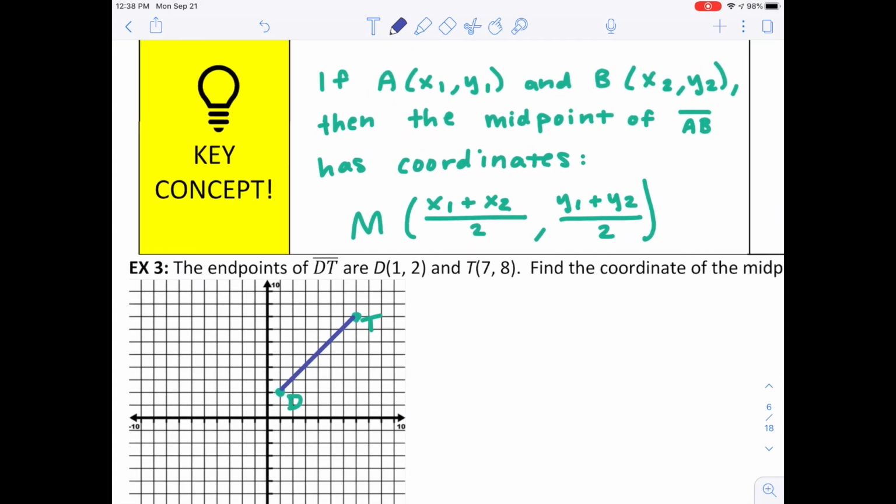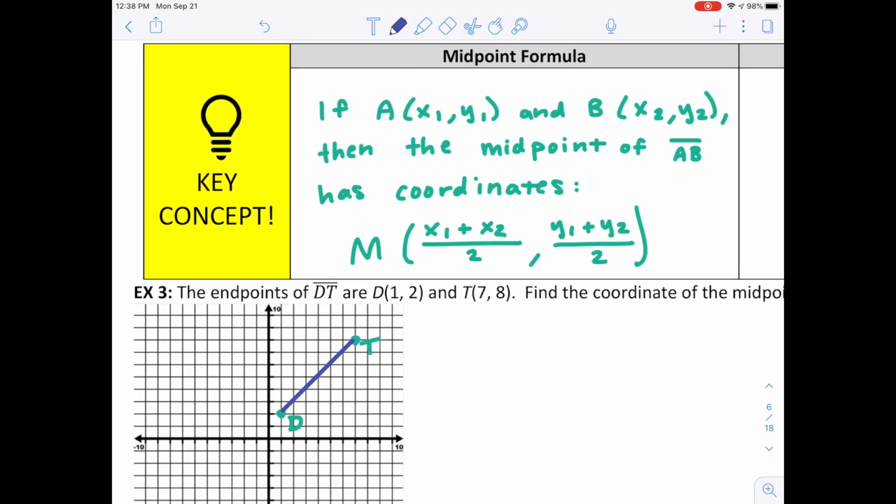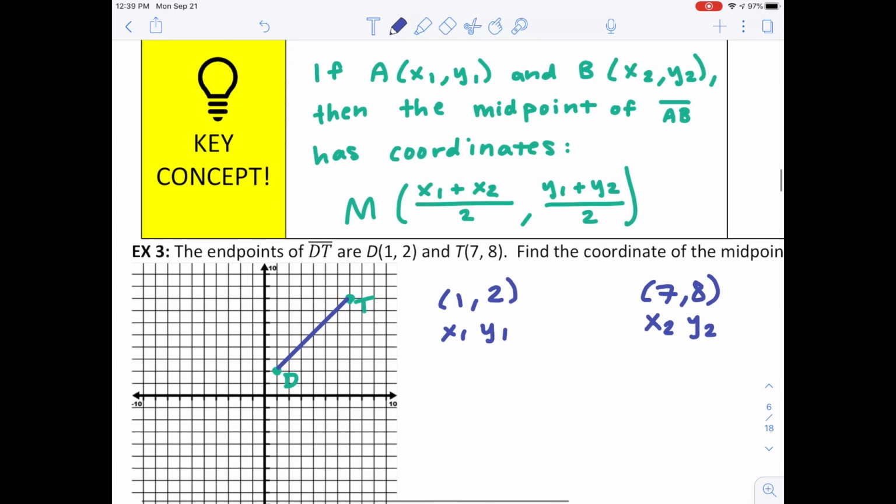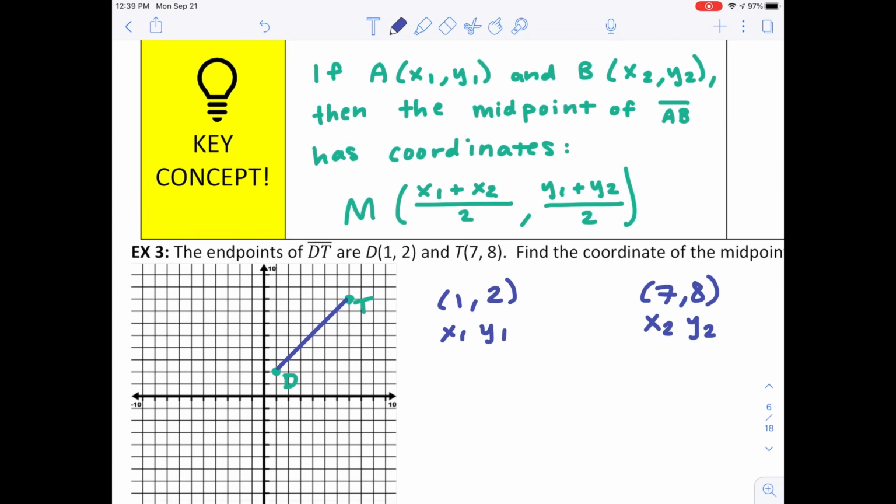So what we can do is we can take those 2 points and we can use the formula. So if I have point 1, 2, and I have point 7, 8, I can go through and label these as x1, y1, x2, y2, because they're the 2 points I have. And then we're going to be able to figure out the midpoint. So the midpoint, or M, is the ordered pair that you get once you simplify x1 plus x2. So you're going to add up the x values and divide it by 2. And then y1 plus y2. So you add up the y values and divide them by 2.